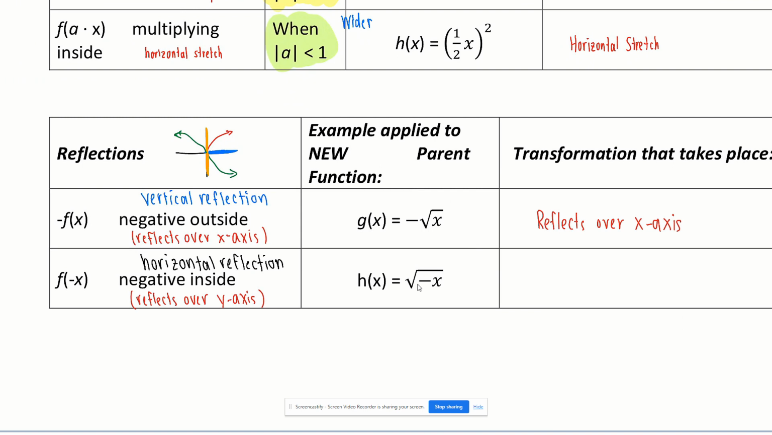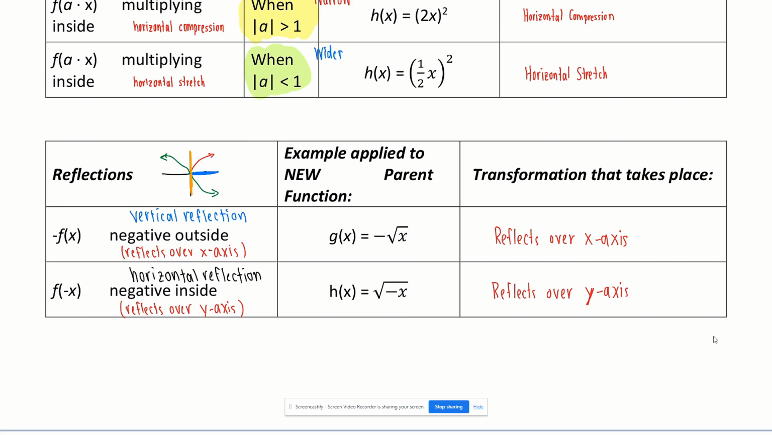Okay, here's how you process this one. Okay, I see my transformation. It's a negative. Well, it's inside. That's horizontal. That's a horizontal reflection. Horizontal reflection is left and right, so that means it's reflecting over the horizontal, the y-axis.